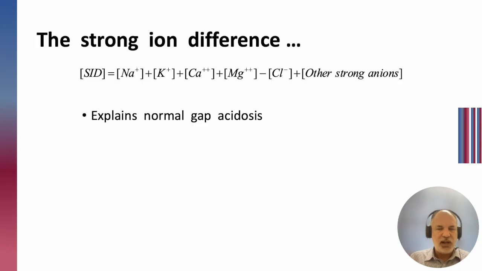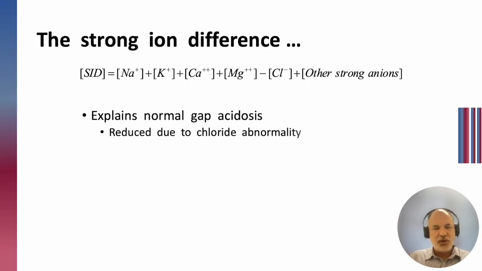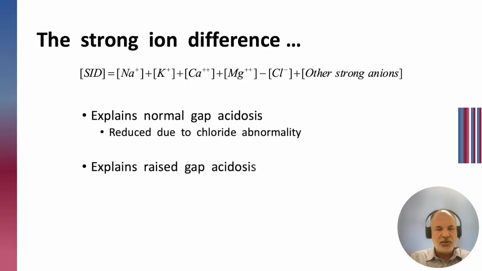So the strong ion difference helps us explain normal anion gap acidosis, and in a normal anion gap acidosis, when we calculate that anion gap, what's happening in reality is that the change in bicarb and the change in chloride are offset against one another. The strong ion difference can also be used to explain raised gap acidoses, and things like lactate and ketones, etc., are other strong anions which change the strong ion difference dramatically. So the presence of these other strong anions would be included in this calculation of strong ion difference.